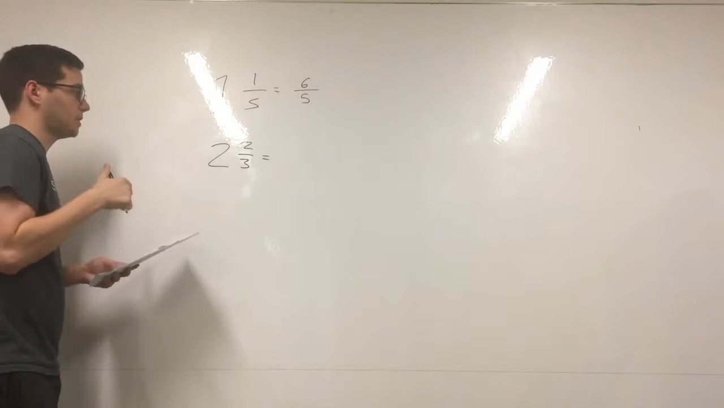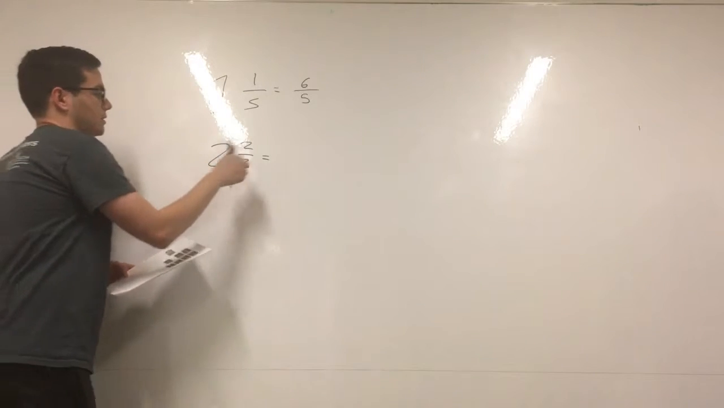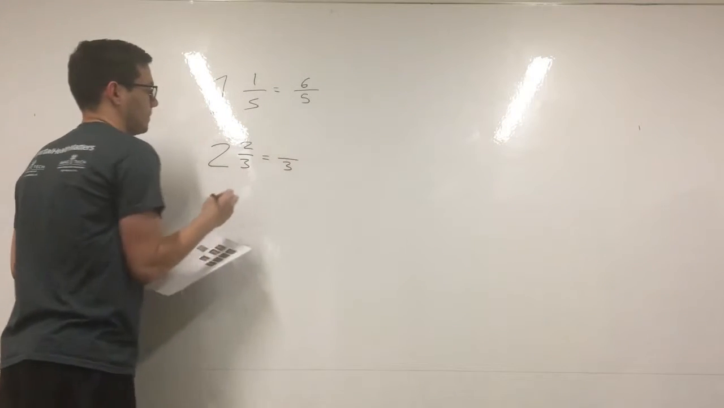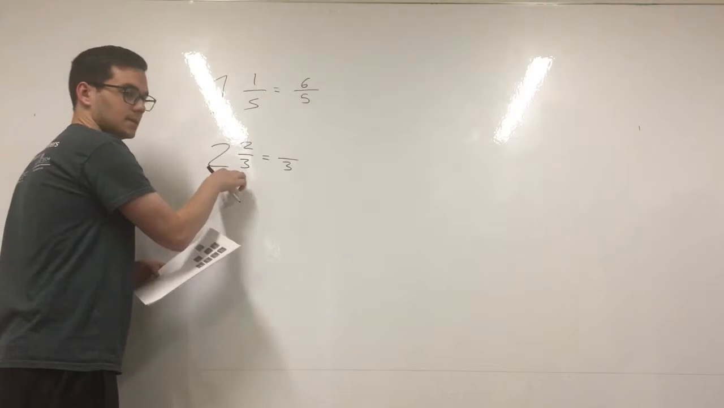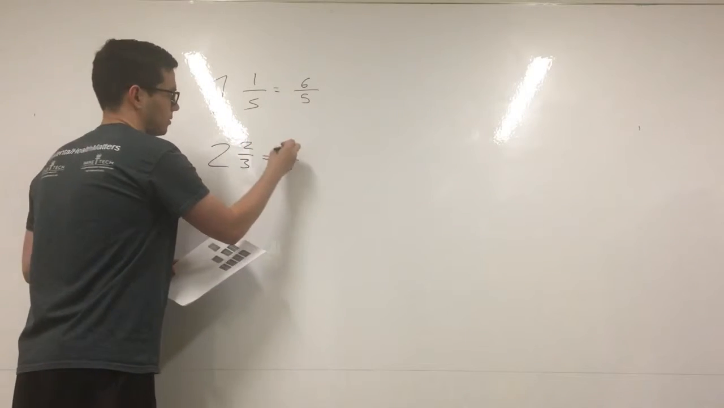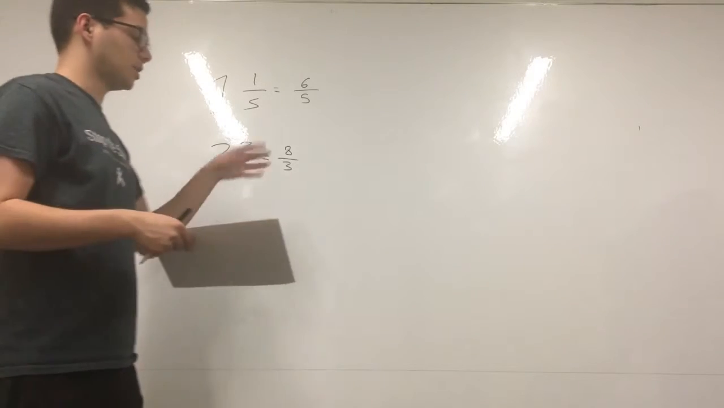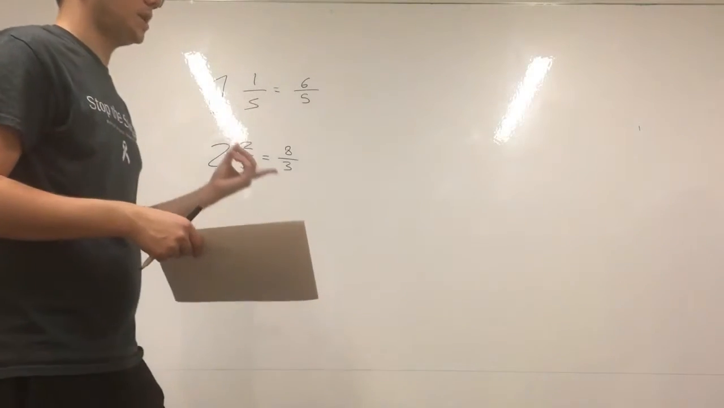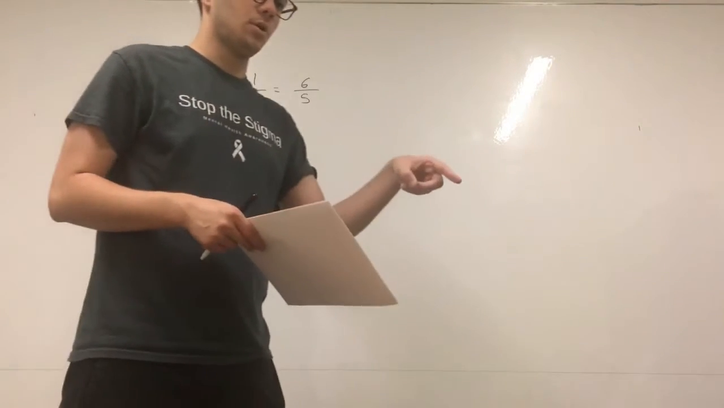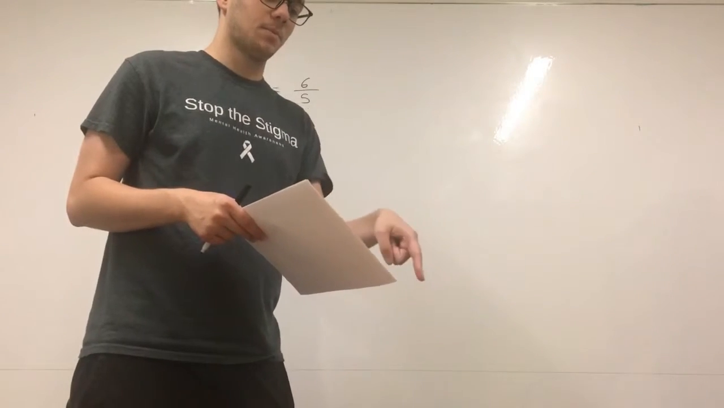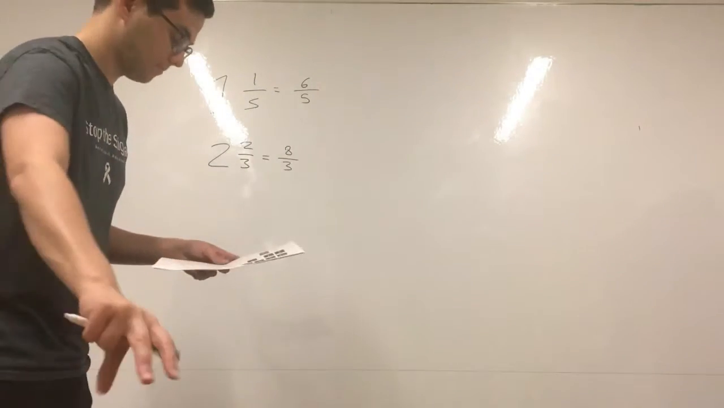So again, feel free to pause the video and try this on your own. So denominator stays the same. 2 times 3 is 6. Plus 2 is 8. So with the previous examples, we changed from improper to a mixed number. Here we did the other way around.